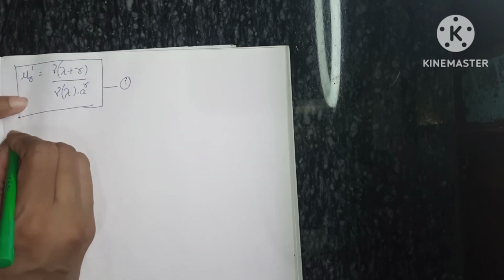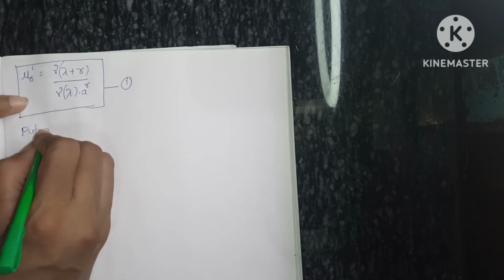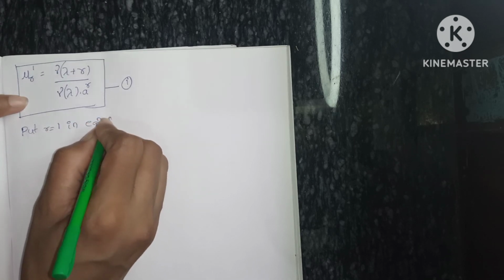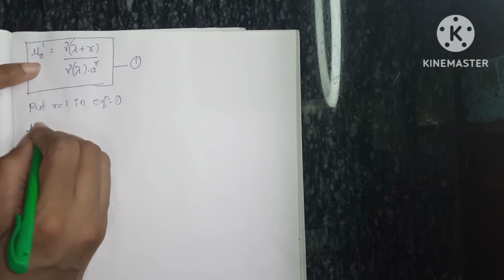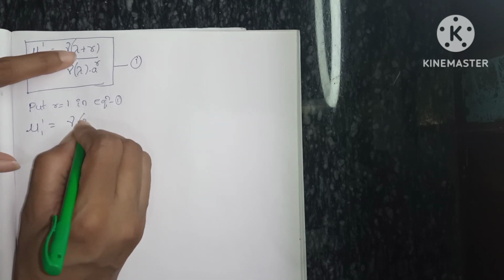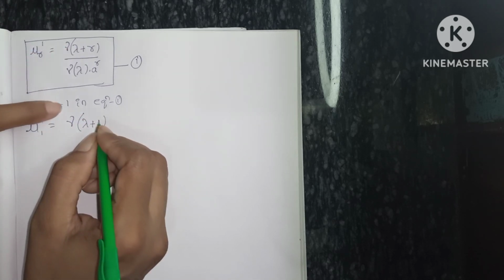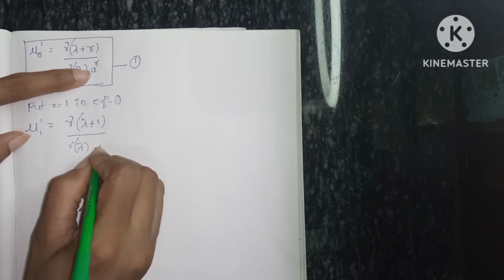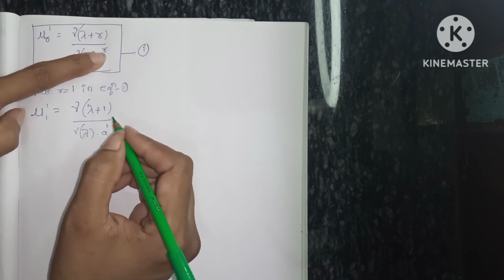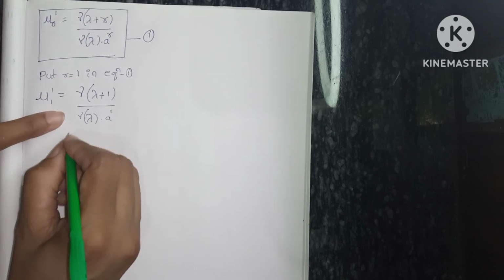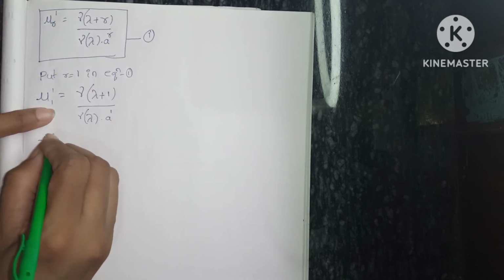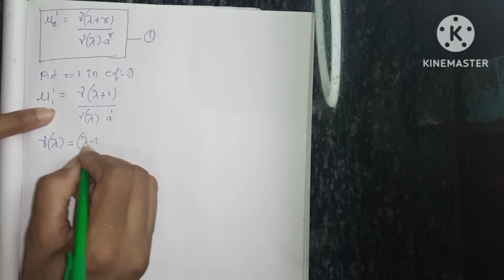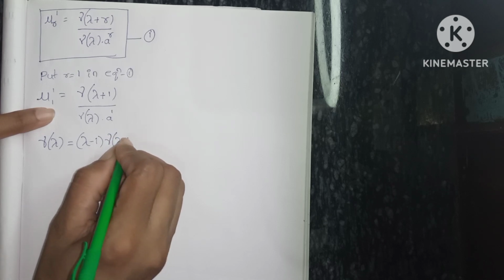Okay, so now put r equals 1 in equation 1. So mu 1 dash equals gamma of lambda plus 1 by gamma of lambda into a power 1. In place of r we have to keep 1, so a power r. Again this is in the form of gamma of lambda. The gamma formula is nothing but lambda minus 1 into gamma of lambda minus 1.